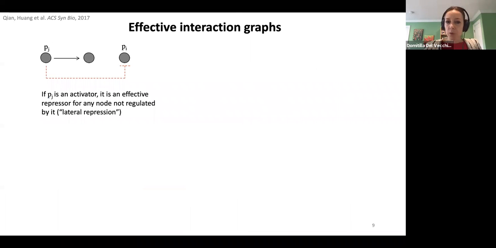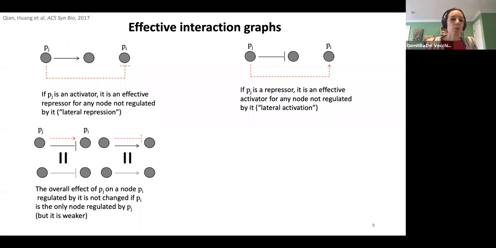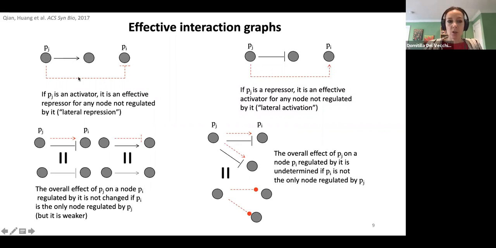So in summary, here's what we are finding out. Anytime you have a transcriptional activator, it becomes an effective repressor to any other protein, because in the act of activating its target it is sequestering resources from any other target. Similarly, if P_j is a repressor, it becomes an effective activator for any other node, because in the act of repressing its target it is freeing up resources for other proteins. And then we have rules showing that the intended interactions stay unchanged in sign, although they become weaker. And then there are some cases where the outcome depends on the parameters. So for these first three cases, the rule is completely independent of the biochemical parameters. But in some cases, the outcome is parameter dependent and needs to be studied case by case.